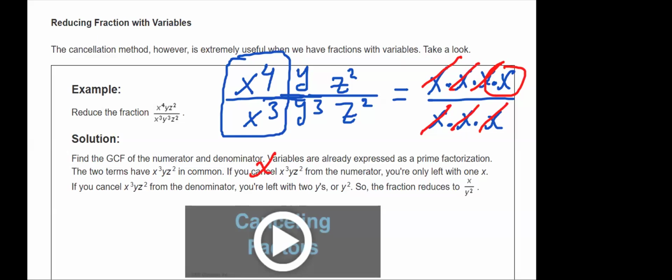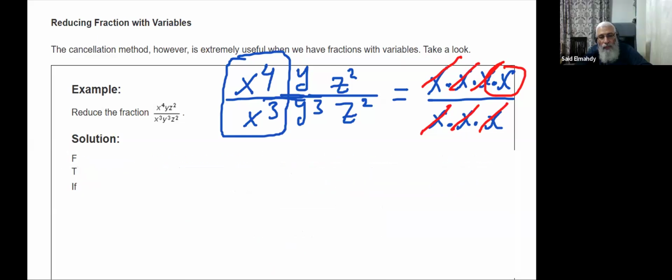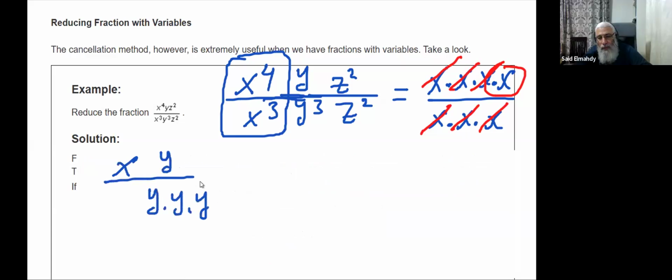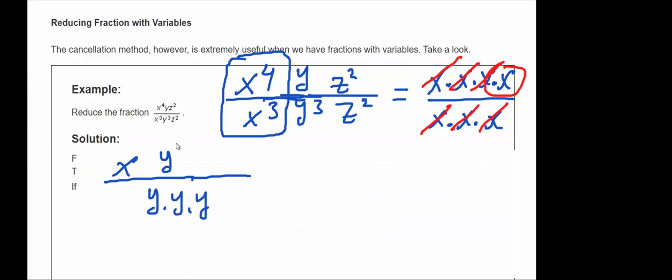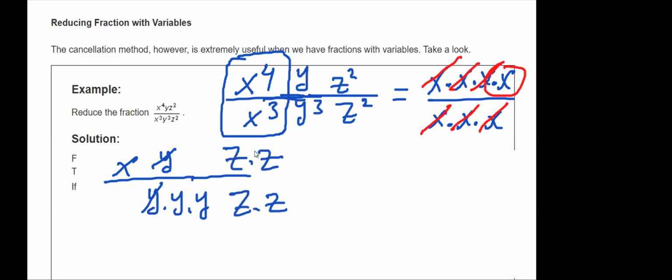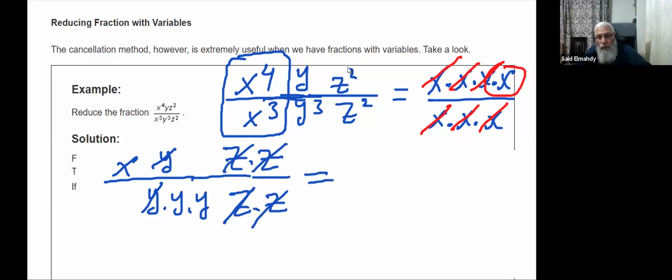The same for y. We have y to the power 3 in the denominator and y to the power 1 in the numerator. Only one y in the numerator and y and y and y in the denominator. How can we cancel this? Two y's remain in the denominator, not in the numerator. What about z to the power 2 and z to the power 2? They will cancel out. So the final answer is x in the numerator and y to the power 2 in the denominator.